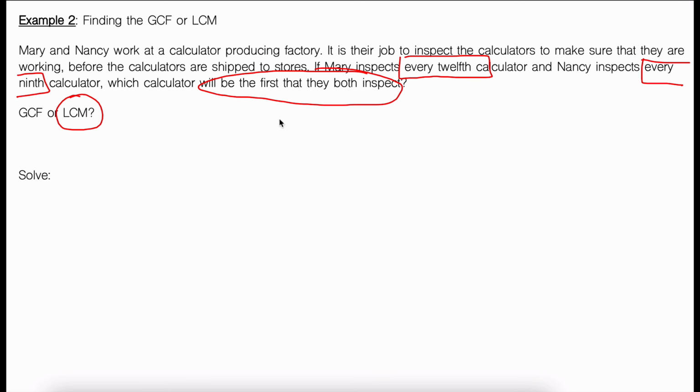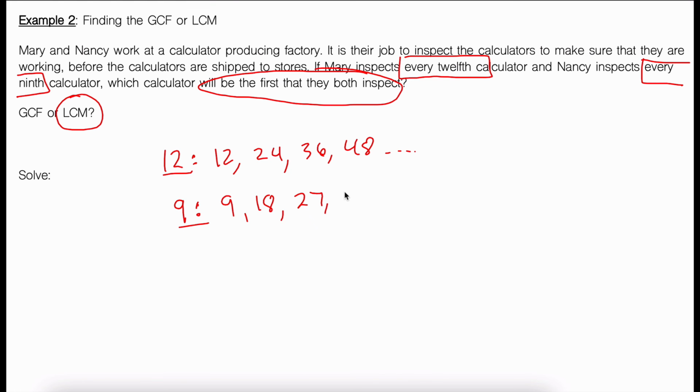Now, we know how to find LCM. You could just make a list. You could say, all right, Mary inspects the 12th calculator, the 24th calculator, the 36th calculator, the 48th, and so on. And Nancy inspects every 9th calculator. So she inspects the 9th one on the production line, the 18th, the 27th, the 36th, etc. And I can stop there because the very first one that they're both going to end up inspecting is calculator number 36. Nancy will have inspected it because she does every 9. Mary will inspect it because she's supposed to do every 12th calculator. And the 36th calculator will fall into both of their inspection ranges. So the answer to this question would be the 36th calculator is something that they will both inspect.